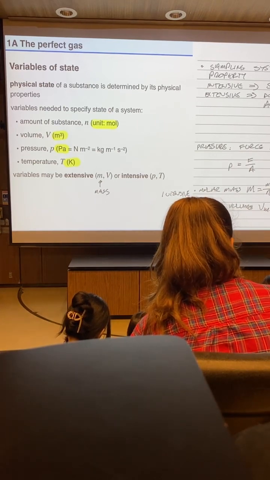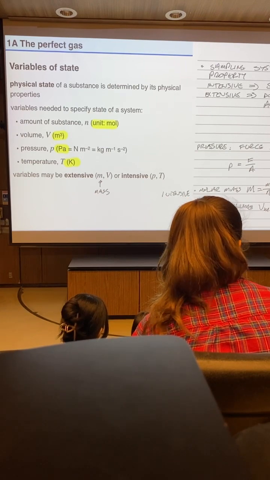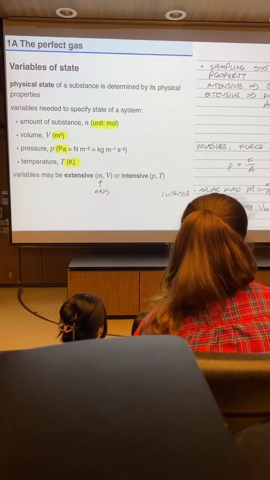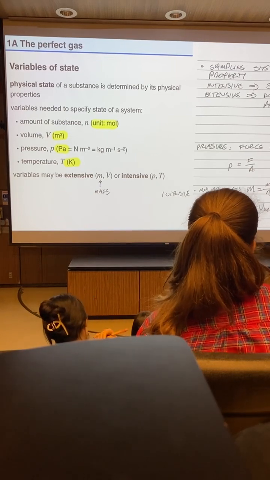So, if we want to define the state of the system, four variables, that's what we need: amount of substance, pressure, temperature, volume. That's all we need to specify the state of our system in thermodynamics.